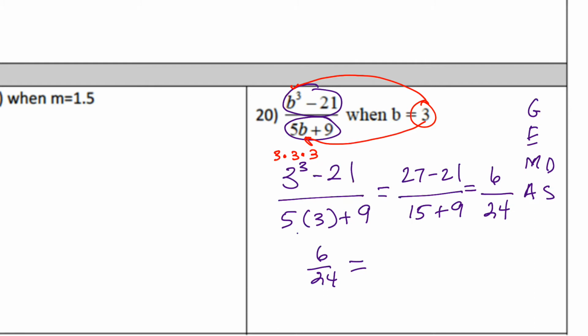What number can go into 6? What's the biggest number going to 6 and 24 evenly? If you said 6, you are correct. So I'm going to divide top and bottom by 6. Oops, fix that again. Top and bottom by 6. And I'm going to get 1 over 24 divided by 6, that's 4. So 1/4 is my answer.